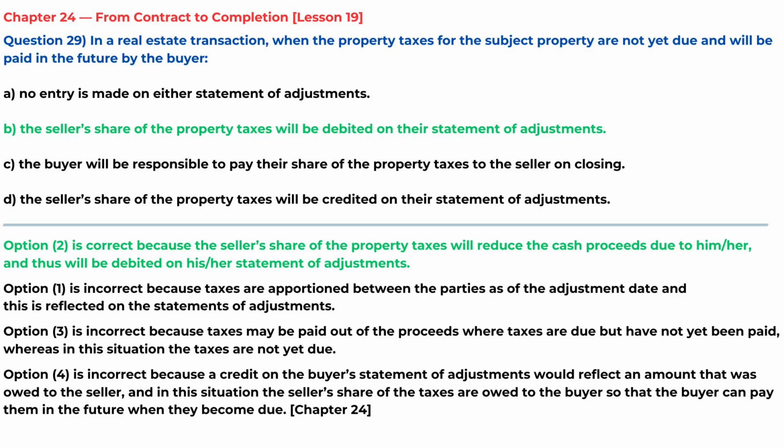Option 1 is incorrect, because taxes are apportioned between the parties as of the adjustment date, and this is reflected on the statements of adjustments. Option 3 is incorrect, because taxes may be paid out of the proceeds where taxes are due but have not yet been paid, whereas in this situation, the taxes are not yet due. Option 4 is incorrect, because a credit on the buyer's statement of adjustments would reflect an amount that was owed to the seller. And in this situation, the seller's share of the taxes is owed to the buyer so that the buyer can pay them in the future when they become due.